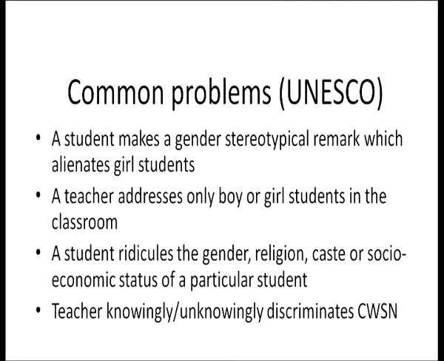A student makes a gender stereotypical remark which alienates the girl students, and this problem might arise if the teacher is not aware or sensitive to the gender differences in the classroom, or she does not know how to handle these differences. A teacher addresses only a few boys or girls in the classroom, and she alienates the other girls and boys. There might be a case where a student ridicules the gender, the religion, caste, or socioeconomic strata of a particular student. And because of the insensitivity or because the teacher does not recognize the differences or diversity in the classroom, she is unable to manage the situation. Another very common scenario is when the teacher knowingly or unknowingly discriminates against children with special needs in her classroom.